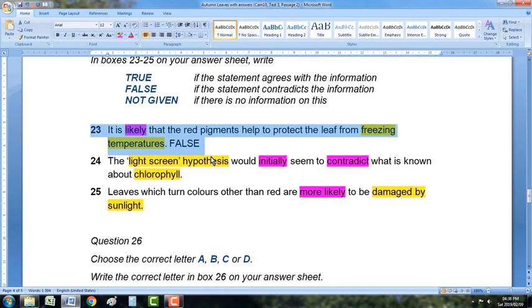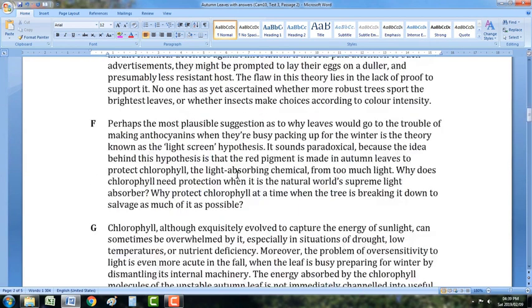If you thought that was difficult, you're going to be surprised at this one. This is actually a straight up vocabulary one. Does the light screen hypothesis contradict what we know? And the answer is actually over there. Paradoxical means contradict what we think. Where is the initially? It's hidden in this. In English, we say, it sounds something, but blah, blah, blah. So initially, it seems, it appears strange or crazy or whatever, but it's not.